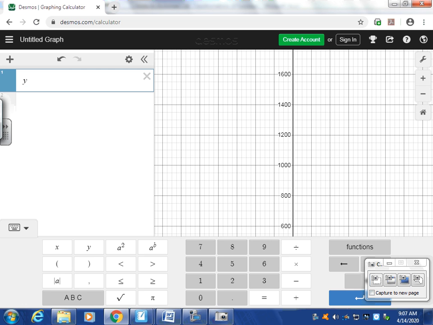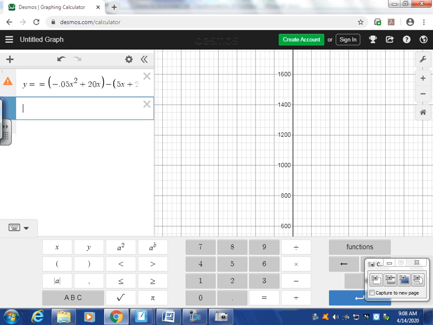Well, I'll start again. It deleted it. Y equals parentheses, negative 0.05 x squared plus 20x minus 5x plus 250. You don't have to put the back parentheses, it puts it for you if you get out of it. And I got two equal marks, so let me fix that. Okay, the formula looks right.